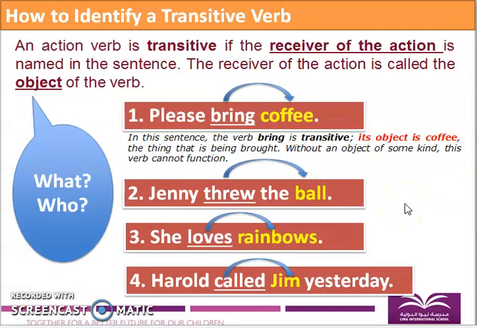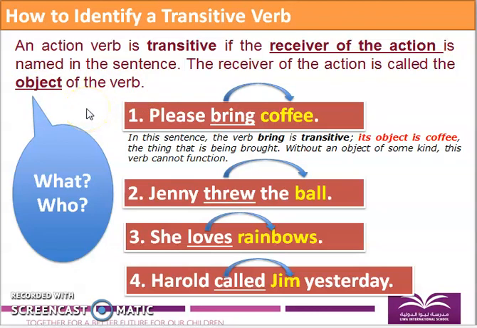How to identify a transitive verb? An action verb is transitive if the receiver of the action is named in the sentence. There is a receiver of the action. Don't forget, a transitive verb needs a receiver of the action. But what is this receiver of the action? The receiver of the action is called the object of the verb.